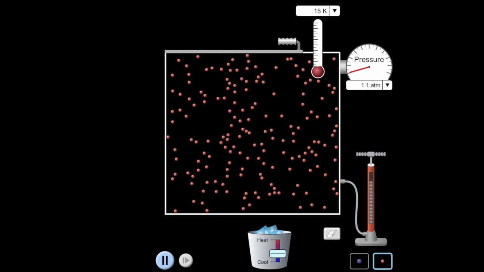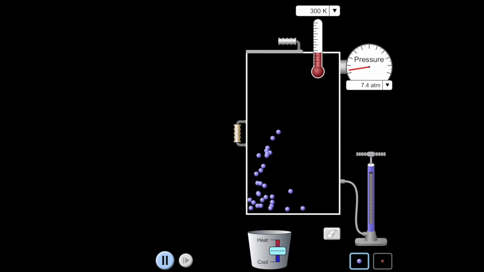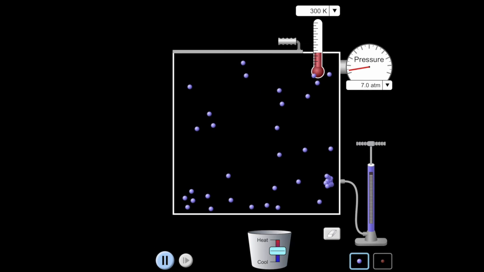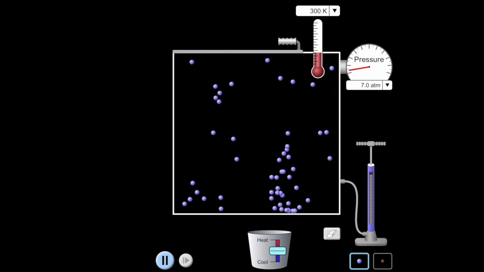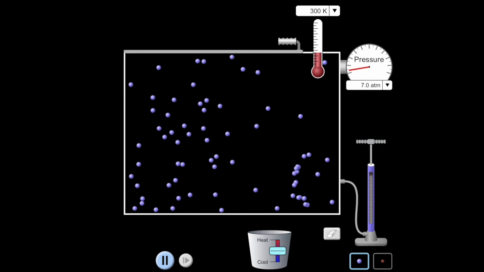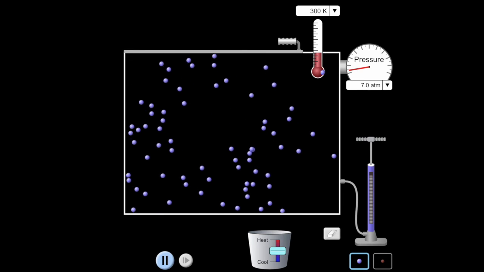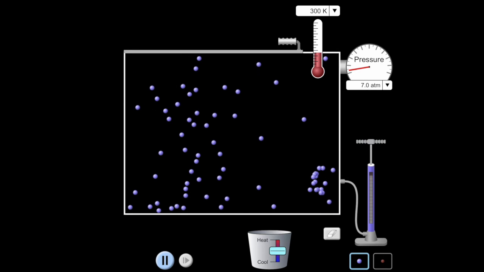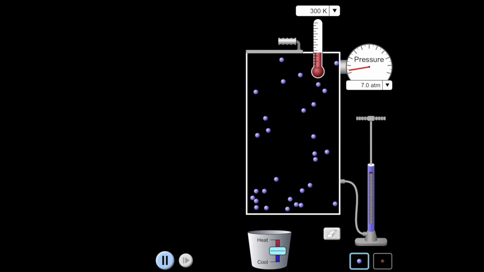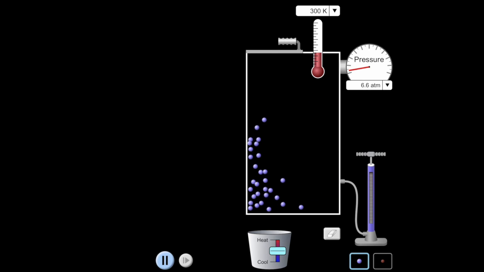In Avogadro's law, in order to maintain constant pressure and temperature, if the number of moles increases, the volume must increase, because volume and number of moles are directly proportional. Likewise, if you were to decrease the number of moles, the volume will decrease. And this has to happen if constant temperature and pressure is to be maintained.